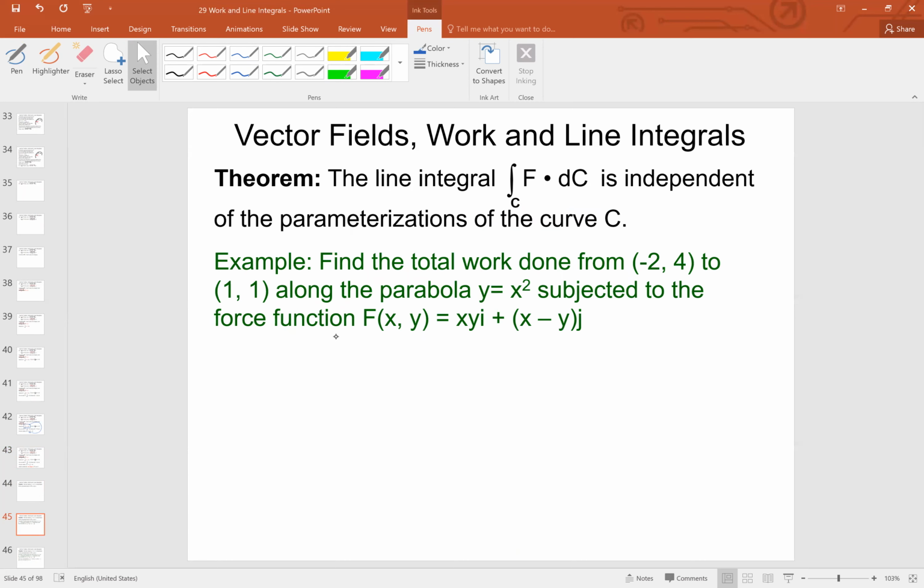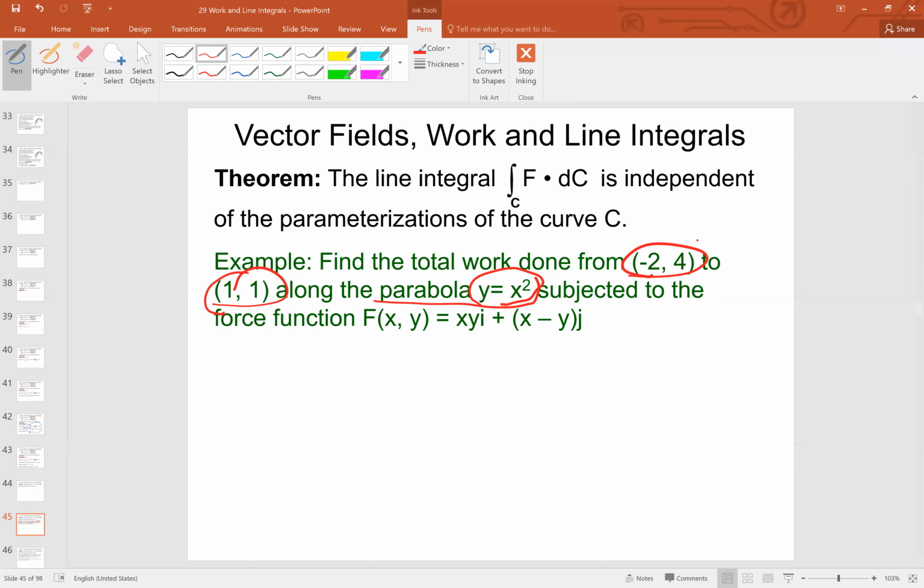And so here are the calculations. In the calculations, a lot of the time the information about the path and the vector field is given in x and y. So in the calculation process, we have to parameterize the path. In this case, the path is a parabola given in x and y coordinates. It goes from this point to the point (1, 1).